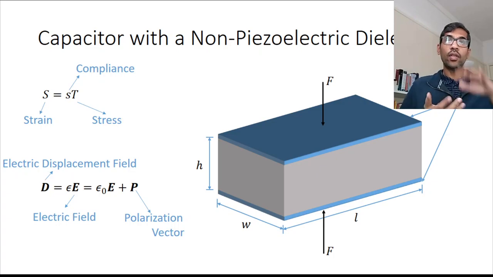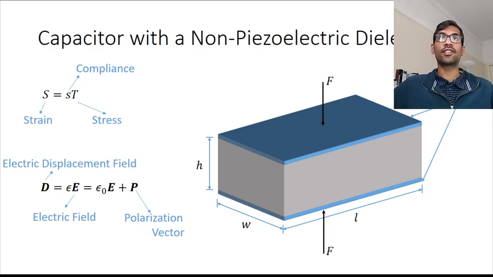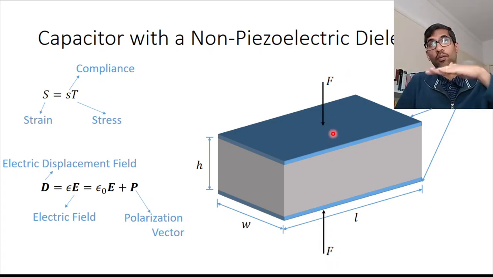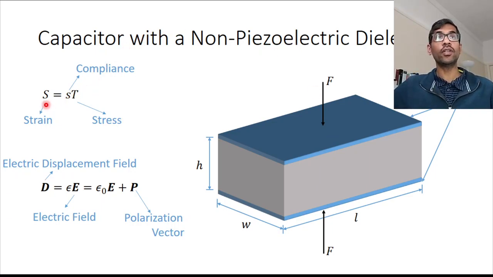Okay, now if you apply a stress on this capacitor, let me get the pointer. So let's say we apply a force in the vertical direction. What do you expect? So you have a compressive stress in the vertical direction, and what you expect is a strain in the vertical direction. Okay, and that stress and strain are related by a constant, which is the compliance in this case.